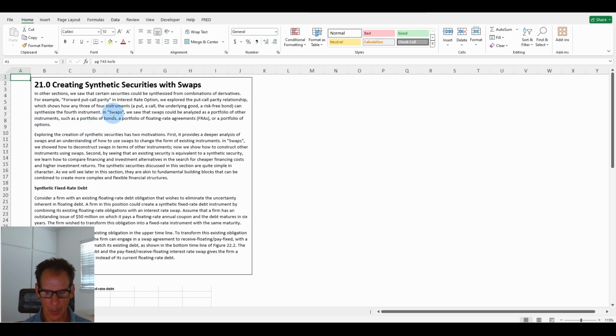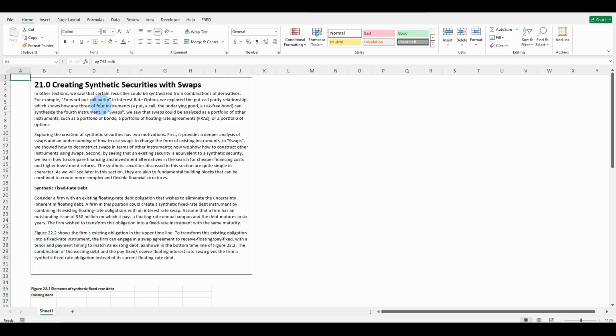In swaps, we saw that swaps could be analyzed as a portfolio of other instruments, such as a portfolio of bonds, a portfolio of floating rate agreements, or a portfolio of options.